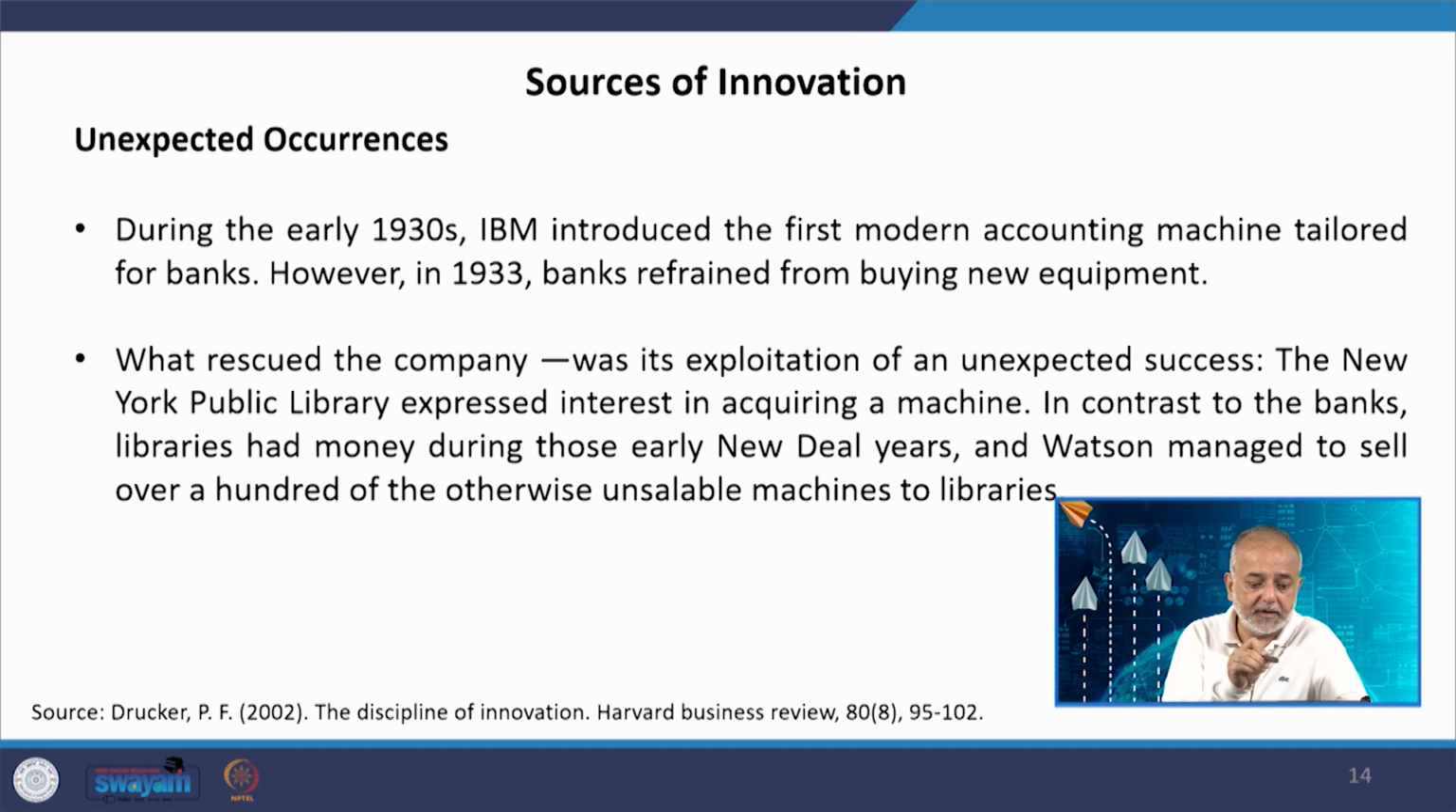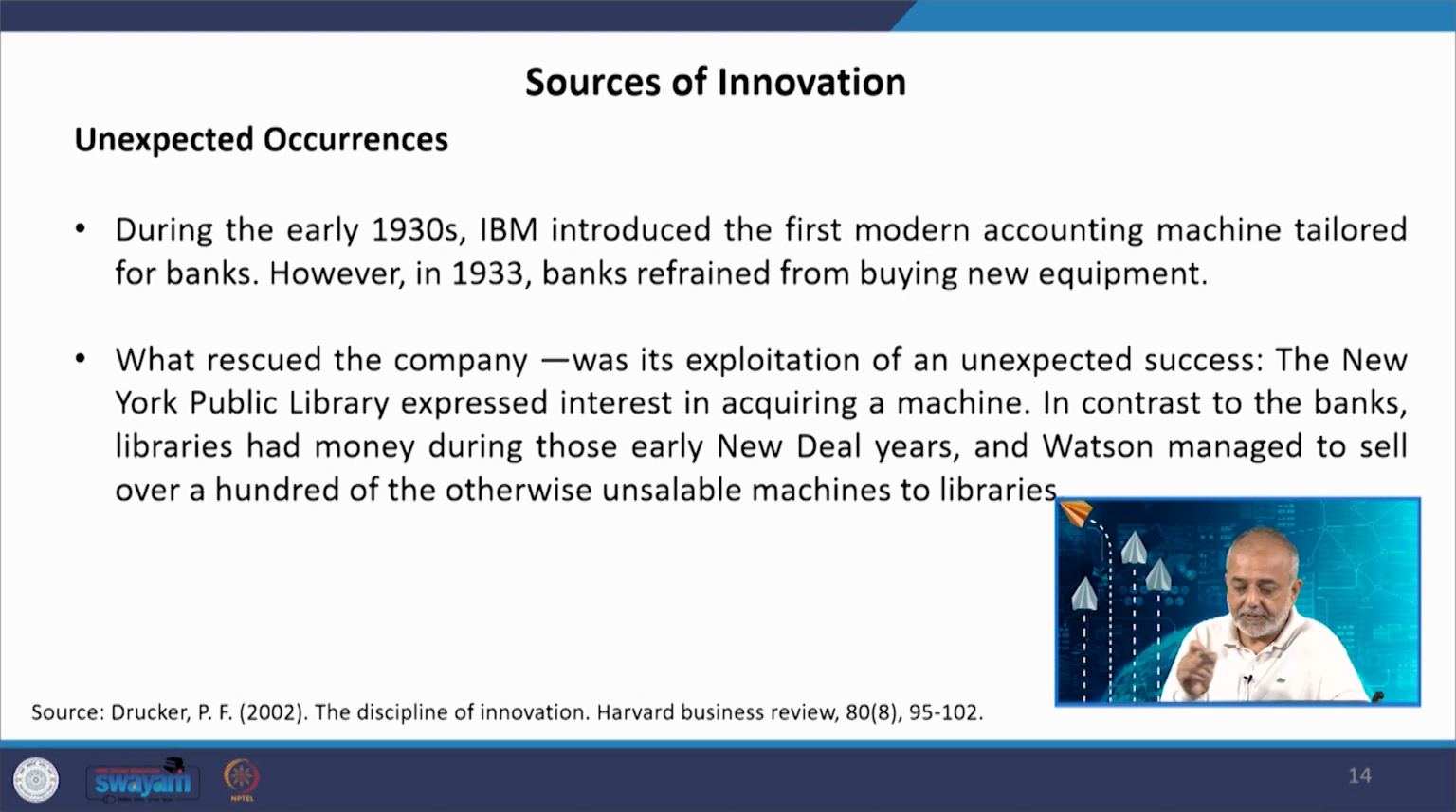So, unexpected occurrences. During the early 1930s, IBM introduced the first modern accounting machine tailored for banks. They had a particular target in mind and a particular usage in mind, which was good. IBM is one of the largest contributors as far as the hardware, software and solutions industry goes. However, in 1933 banks refrained from buying new equipment, whatever reasons they had. What rescued the company, or what supported the company, was its exploitation of an unexpected success.